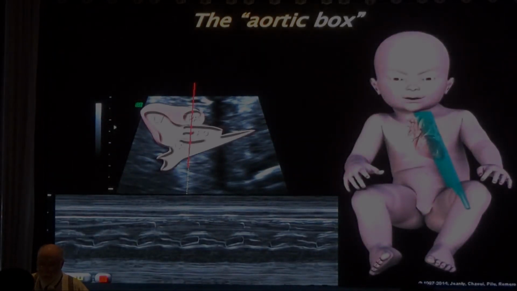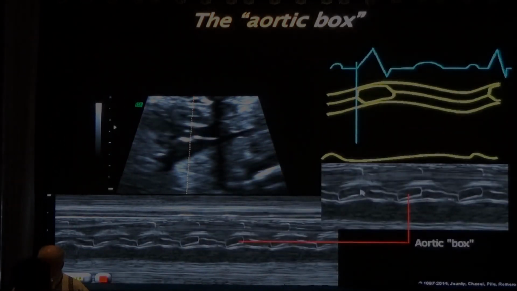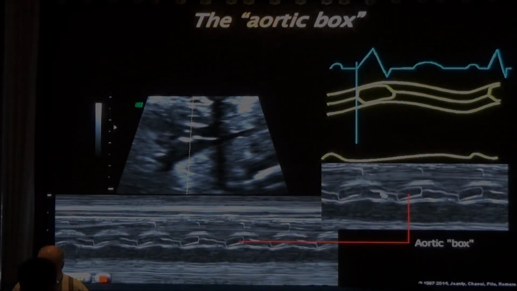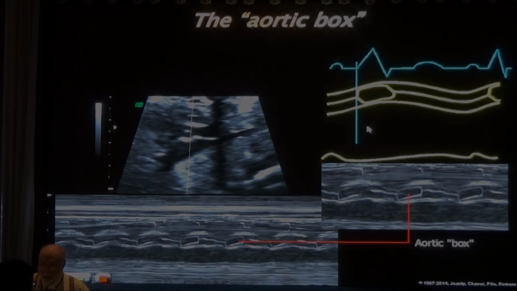Now, when you do an M mode at this level, you can get an interesting image called the aortic box. So if you magnify here, you have the cups for the aorta that are closed during the diastole, and then very abruptly they open up here during the onset of systole. They stay open on the side of the vessel, and then they close here. So this here is called the aortic box. It's also a measure of the ejection time of the heart. And we'll talk about that when we talk about the PR interval.